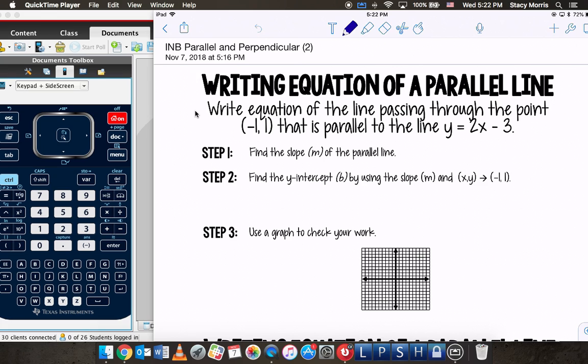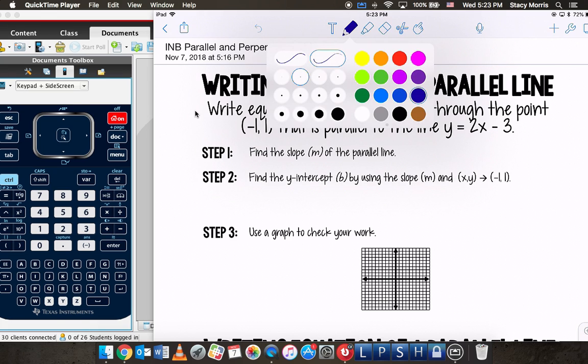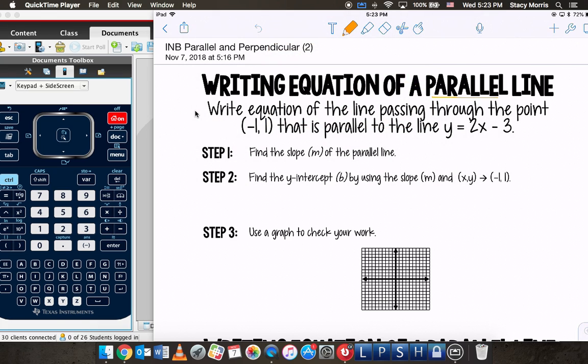So what you need to know first about parallel lines is that parallel lines have the same slope. So anytime two lines are parallel, that means they have the same slope. So I'm just going to add this as a note down here. So these have the same slope. So we have an equation y equals 2x minus 3. So if I'm writing an equation parallel to that line, all I need is the slope from this.